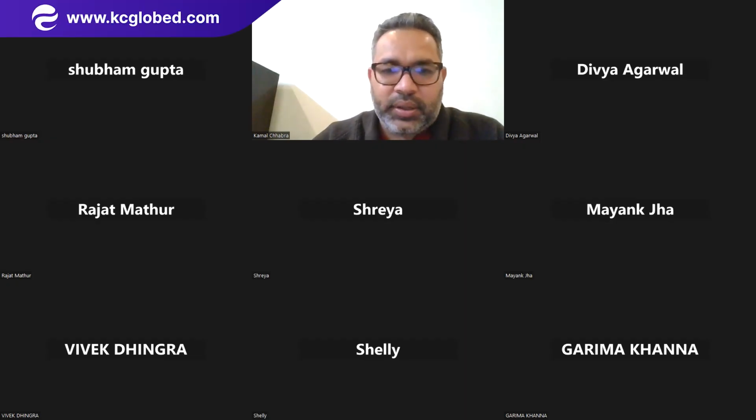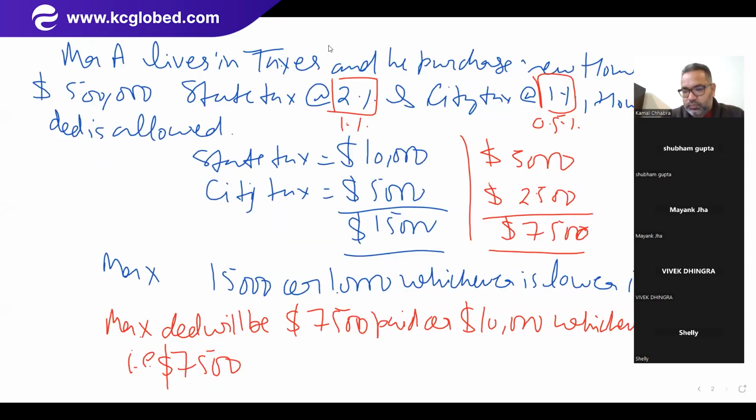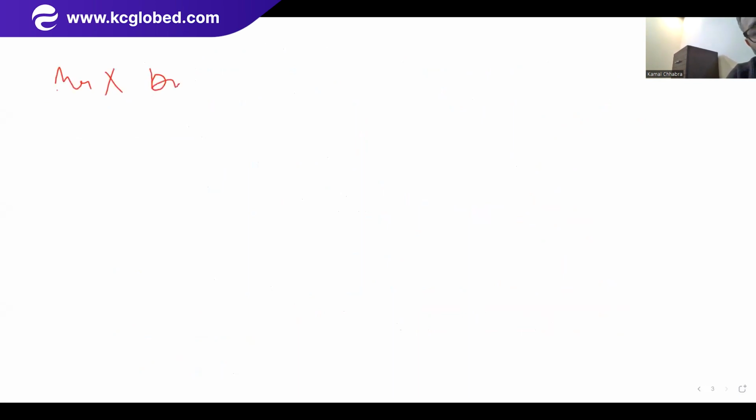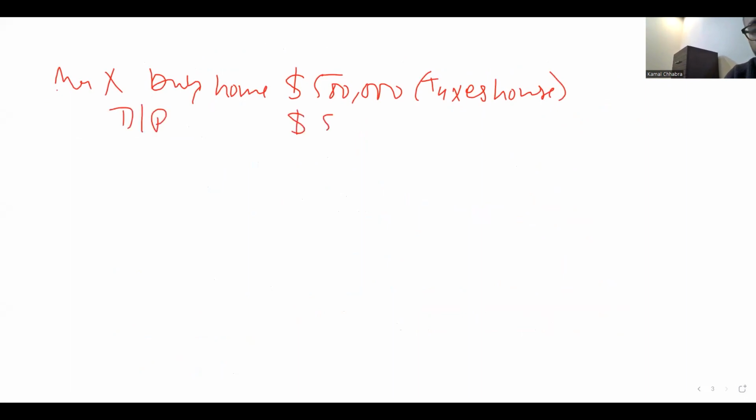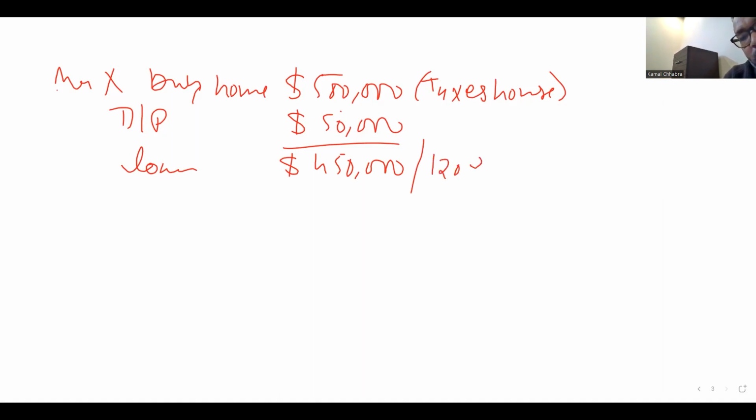So maybe I'll draw an example and help you understand what exactly it means. For example, there is Mr. X. He wants to buy a home for $500,000. Let's assume the same Texas house. For that he puts a down payment of, let's say, $50,000, and he took a loan of $450,000. Right, this $450,000 is payable in, let's say, 120 equal installments, EMI, which we call.